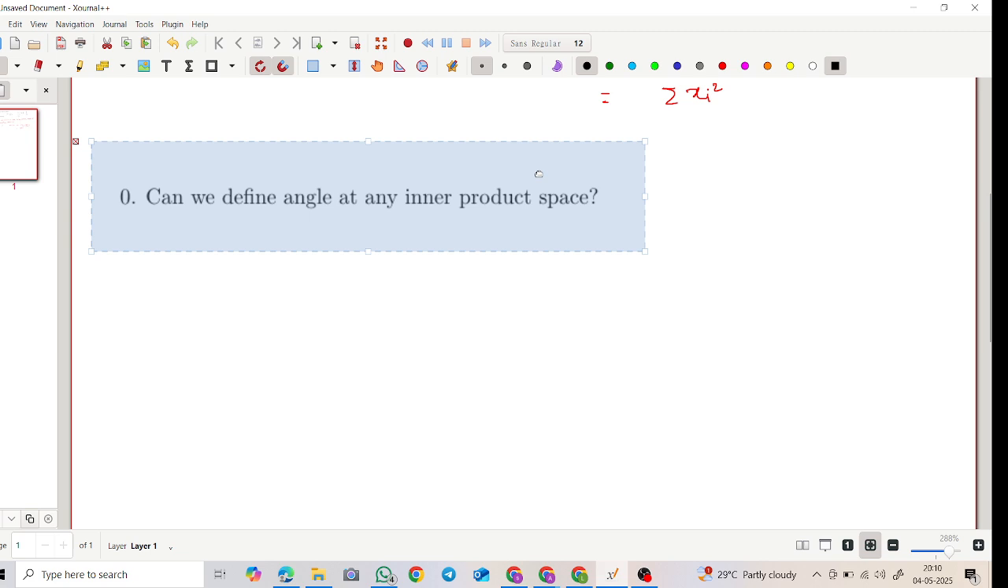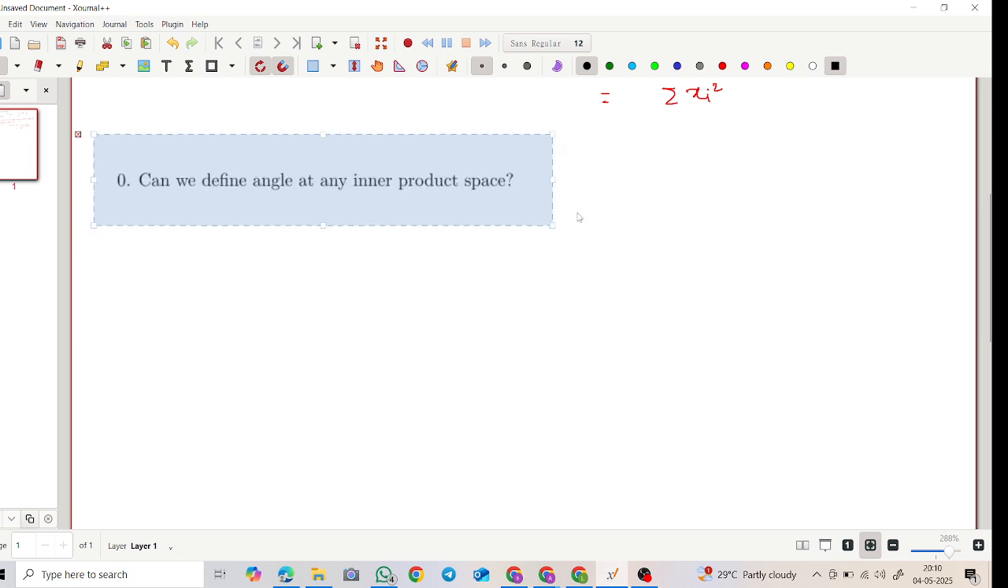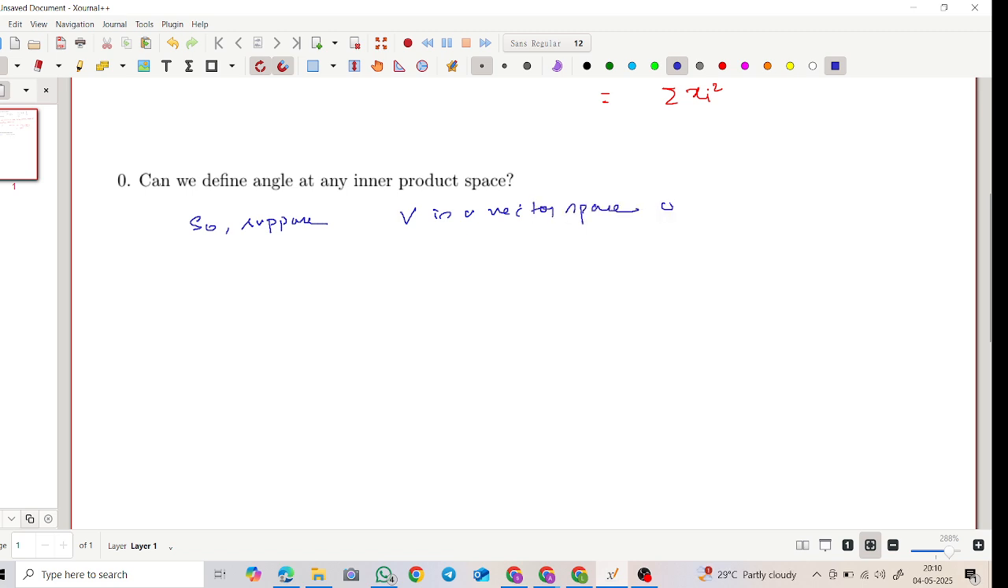Can we define an angle on any inner product space? So suppose V is a vector space over F. Can we define an inner product over V? Because you see, no other information is given. Only one thing is given, that is this thing.